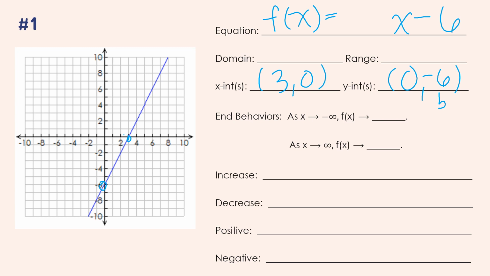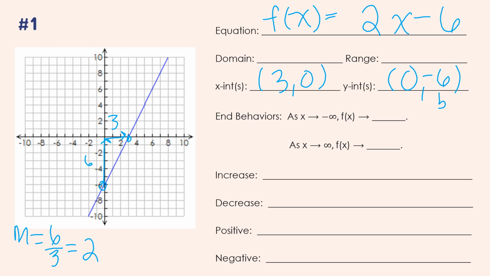And then you're going to count rise over run. You go up 6 and you go right 3. So your slope is 6 over 3, which is equivalent to 2. So your slope is 2.